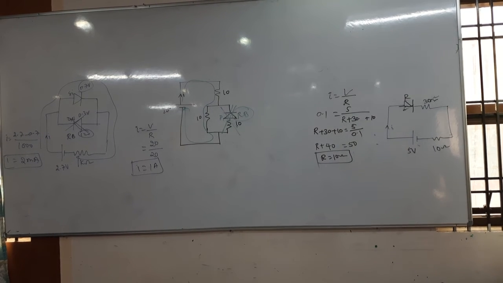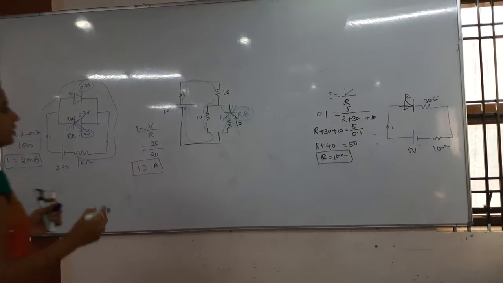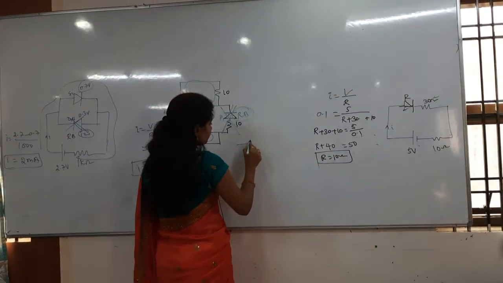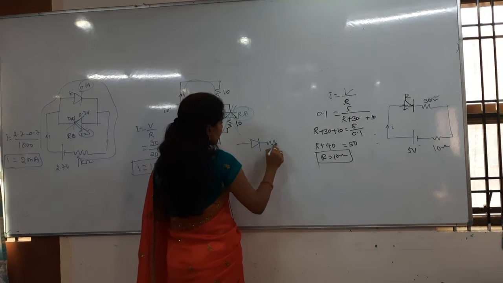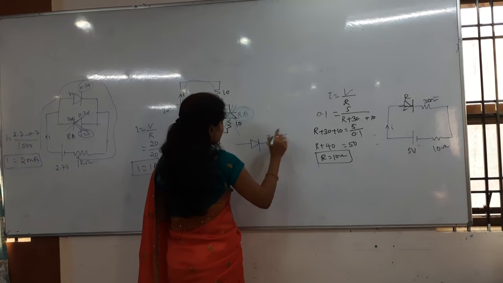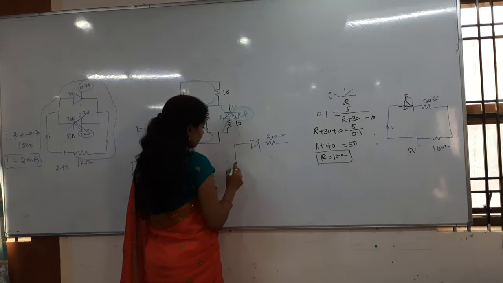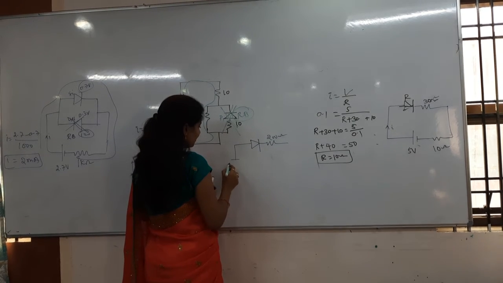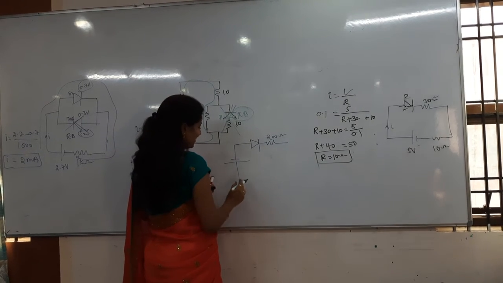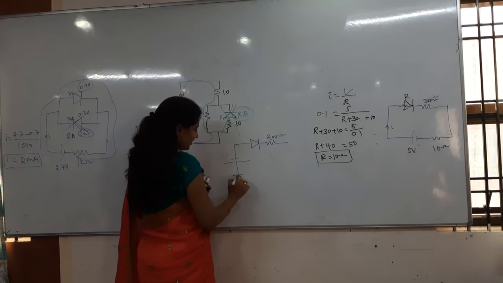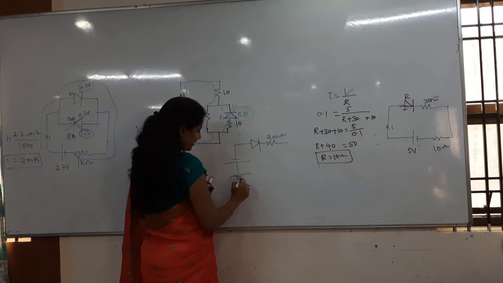In the given circuit, if the PN junction is ideal, calculate the current flowing through that. Ideal means it will act like a wire only.